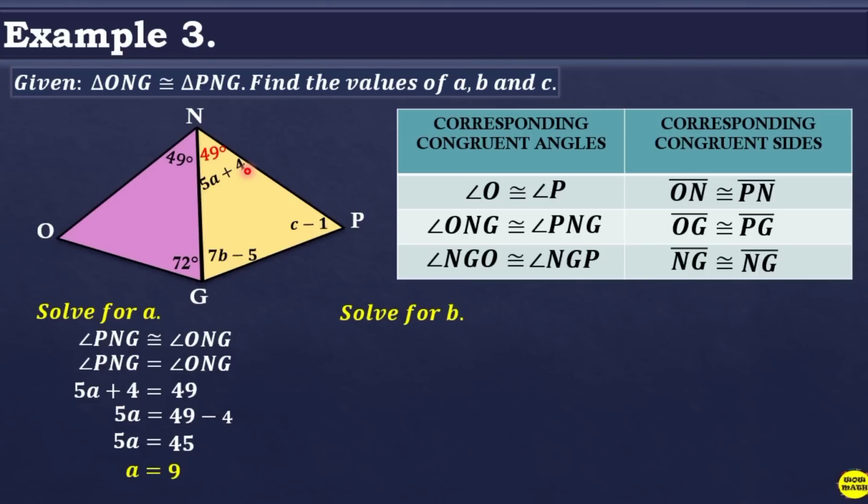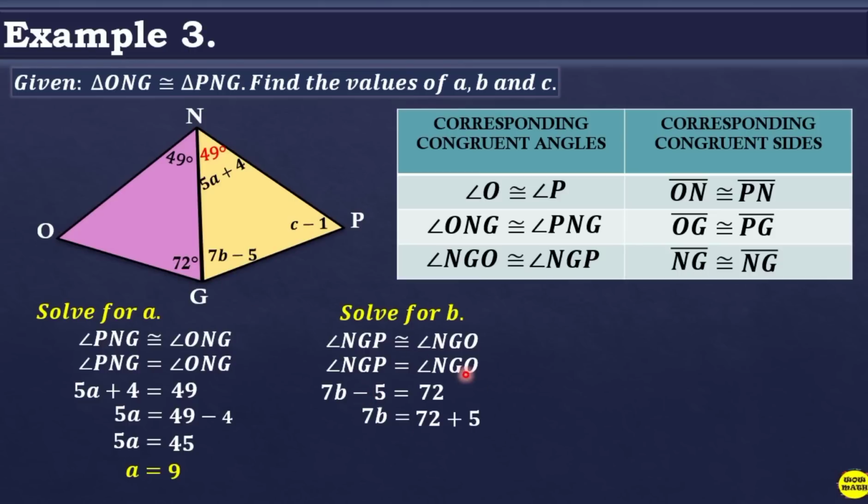Let us solve for B. So, your B is this one. So, this is angle NGP. Right? So, angle NGP is congruent to angle NGO. So, therefore, they are equal. So, your angle NGP is 7B minus 5 equals your angle NGO is 72. So, 7B minus 5 is equal to 72.